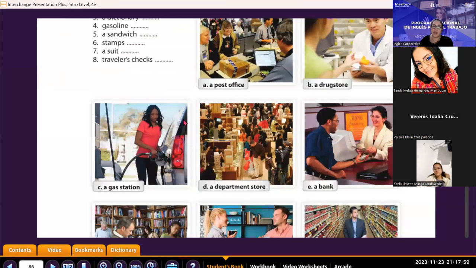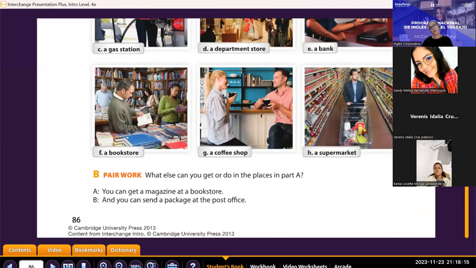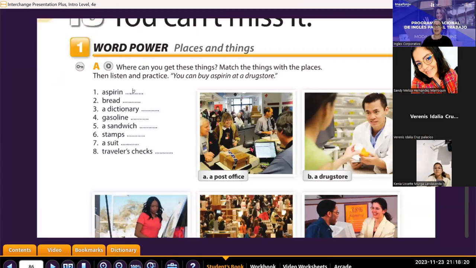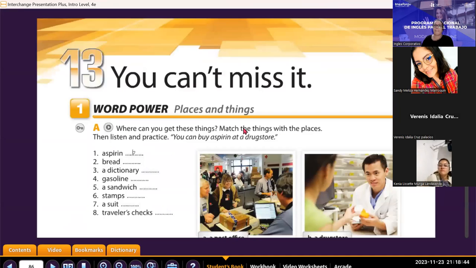Y bueno, creo que ese era el único vocabulario nuevo. Aquí tenemos algunos lugares adicionales. Tenemos a post office, a drugstore, a gas station, a department store, a bank, a bookstore, a coffee shop, a supermarket. Let's read once again. A post office, a drugstore, a gas station, a department store, a bank, a bookstore, a coffee shop, a supermarket.